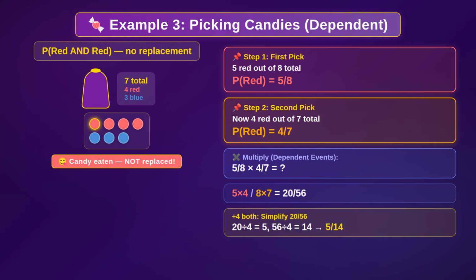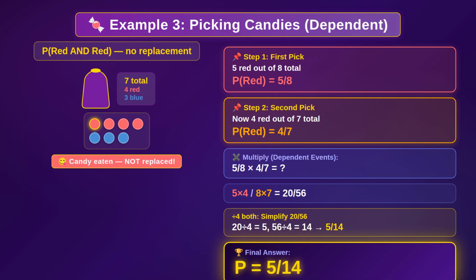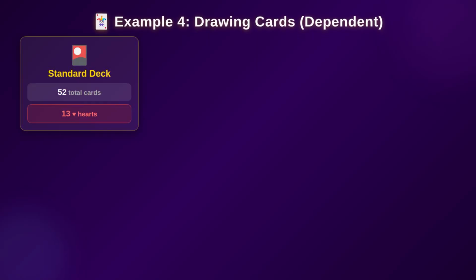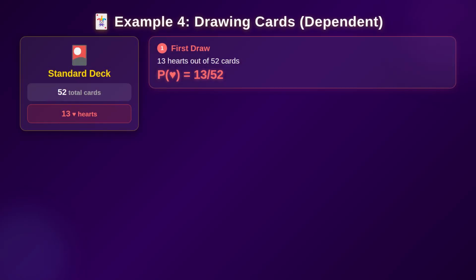It does not go back. The bag now has only 7 candies, and only 4 are red. So P of red on the second pick equals 4/7. Now multiply. 5/8 times 4/7 equals 20/56. Simplify by dividing both by 4. That gives us 5/14. Maya got it.